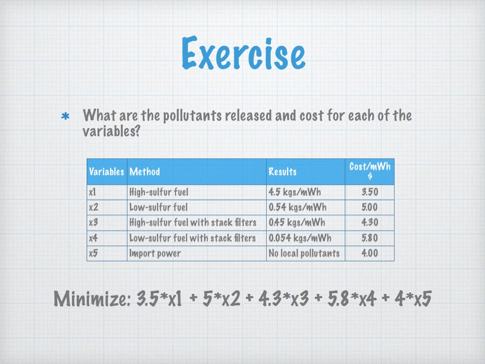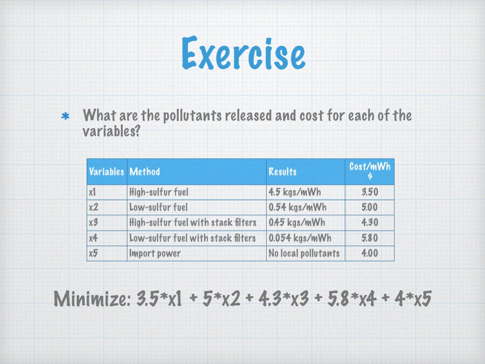To account for the stack filters, look at the third line for X3. Here we have high sulfur fuel with stack filters. The stack filter reduces the pollutants by 90%. So now we have 0.45 kilograms per megawatt hour, but the cost per megawatt hour of burning this fuel increases by 80 cents. So we go from $3.50 to $4.30.